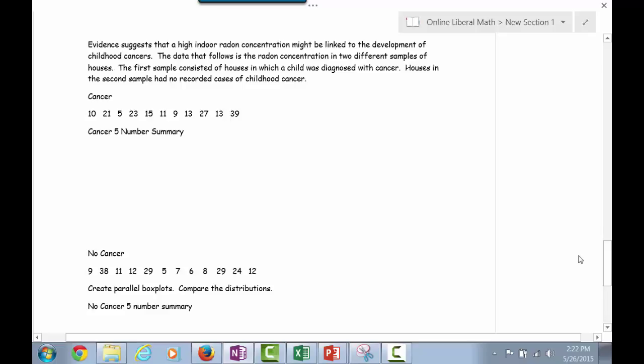All right, so first thing is to put it in order. So it looks like 5 is the smallest. Then we have 9, and then 10. And then 11, it looks like 13. Oh, 2 13s. And then 15, 21, 23, and 27, and then 39.